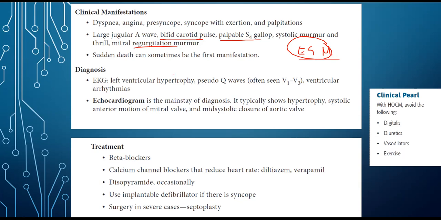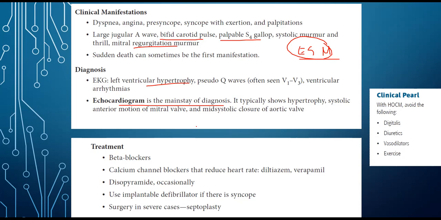ECG sometimes can be normal, sometimes can show left ventricular hypertrophy. But the main diagnostic investigation is echocardiogram. If you do an echocardiogram, then you can get all these findings. Sometimes, if you do a resting echocardiogram, it can be normal. So if you're suspicious of HOCM and the resting echo is normal, the last option is to do a stress echocardiogram. And if a stress echocardiogram is normal, then you can rule that out. So remember that, because it comes in the exam in a lot of ways.